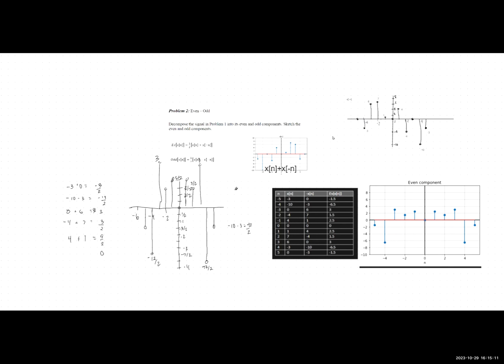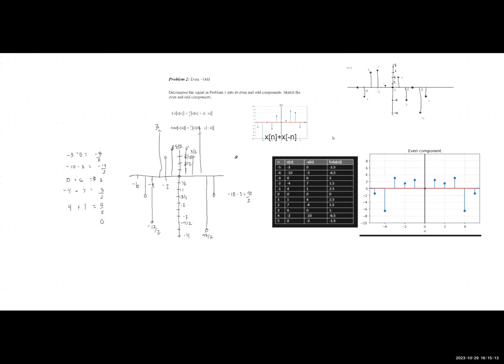The same thing goes with the odd. You can check to see if it's symmetric across the origin. Another quick check you can do is to see if the odd component and the even component, when you add them together, give you the original signal, which is x of n.